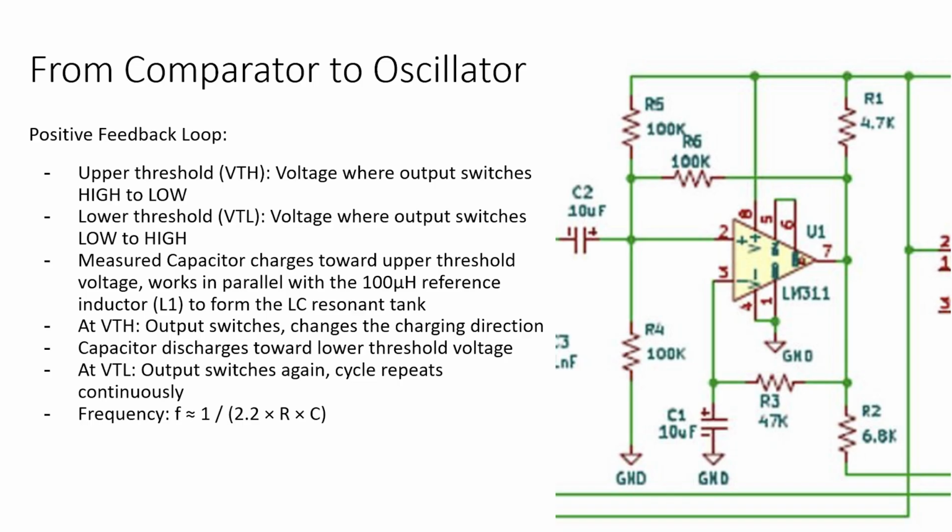And so as the measured capacitor, or as we call it, the unknown capacitor, charges towards the upper threshold, it's going to switch at the upper threshold voltage. And then it's going to allow the capacitor to discharge towards the inductor. And when the capacitor reaches the lower threshold voltage, it's going to switch again, and the inductor is going to discharge towards the capacitor. And this cycle is going to repeat itself continuously, basically forever, until we cut out all of the power.